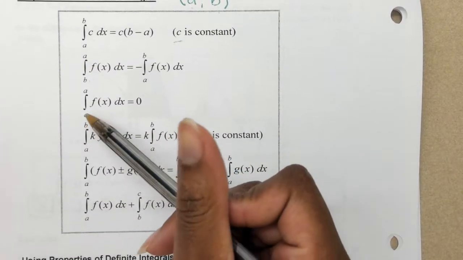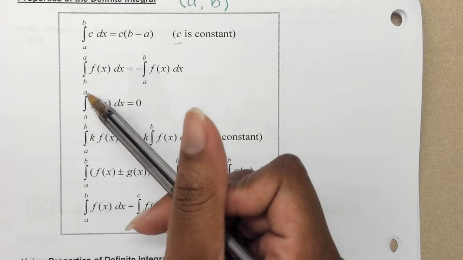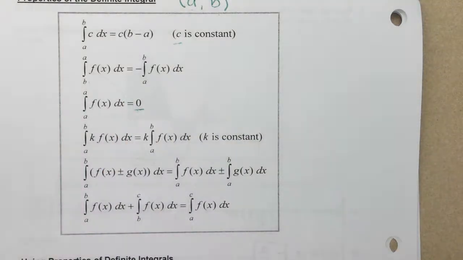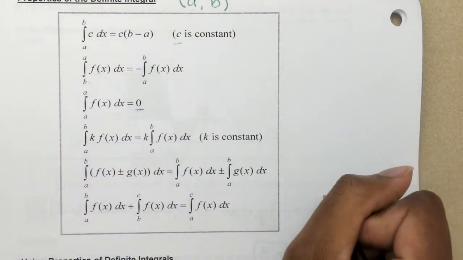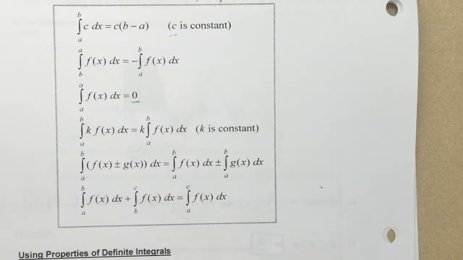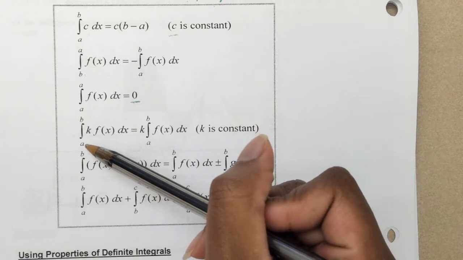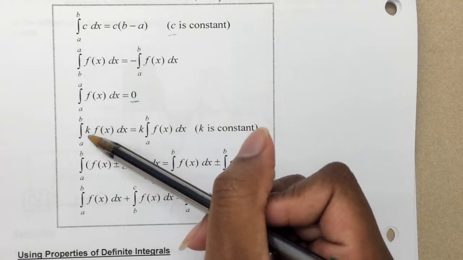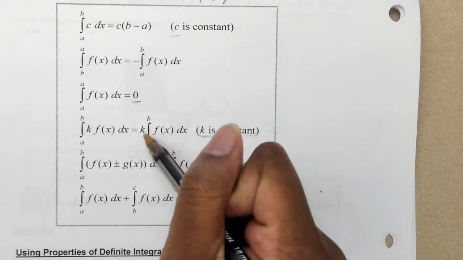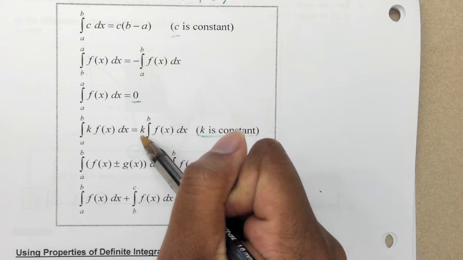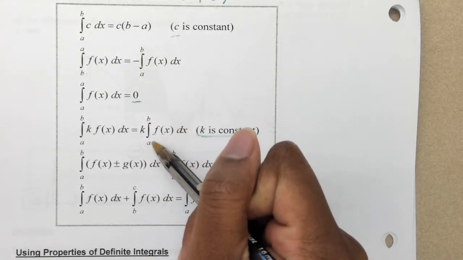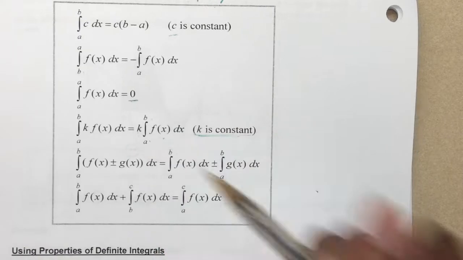The third property: if I'm looking at an integral from a to itself for any function, that area is 0. The area taken to get from one point to itself is 0. The next property: if I'm looking at the integral from a to b of k f of x dx, where k is a constant, then I can pull the k out to the front of my integral sign and find the definite integral from a to b of the function and then multiply by k.